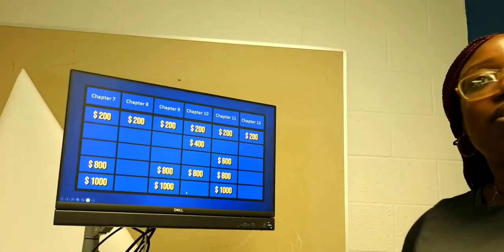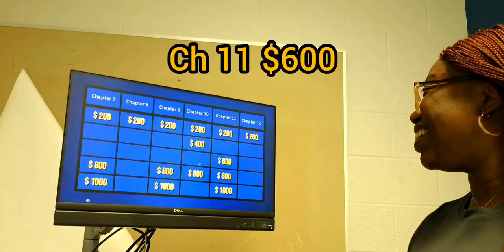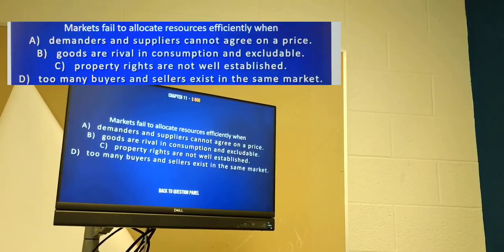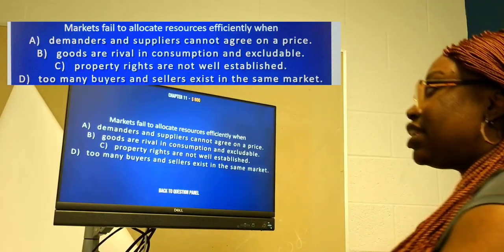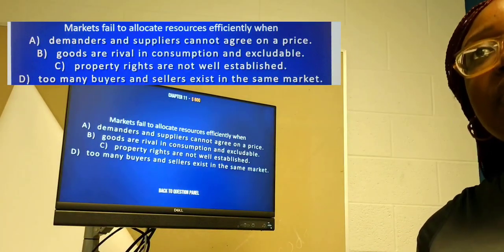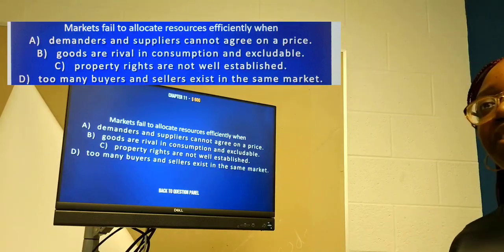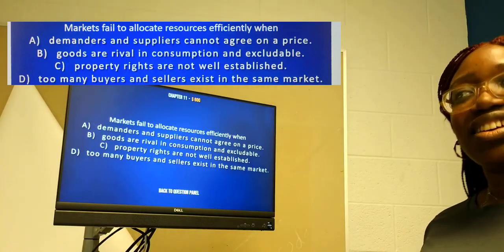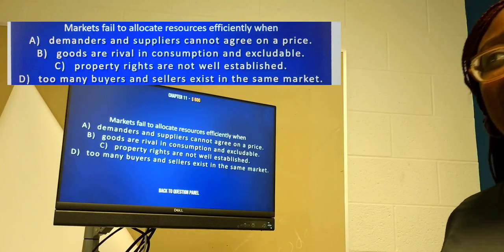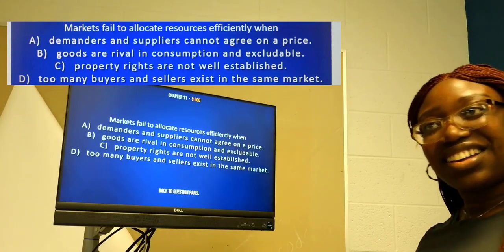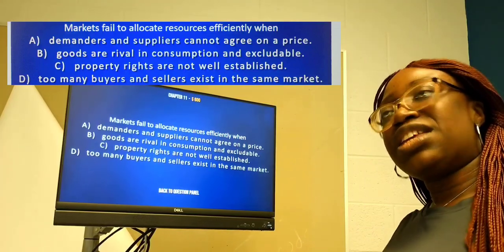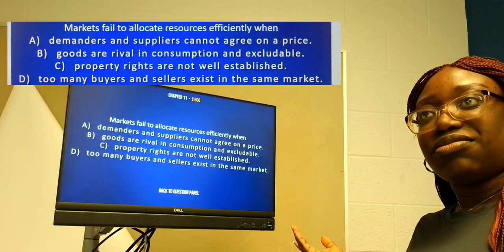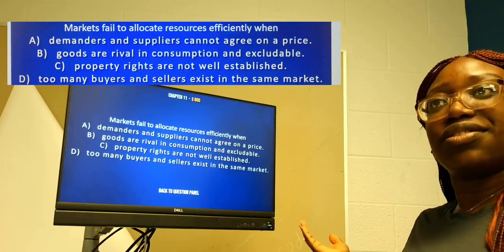All right. Group 2. 11,600. Okay. Trying to be safe. Markets fail to allocate resources efficiently when... When is there market inefficiency? D. Too many buyers and sellers. How is that a problem? If there are too many buyers and sellers, that's just going to drive down the price of the product. They're going to settle on a low price.